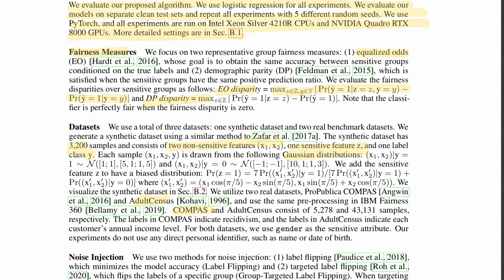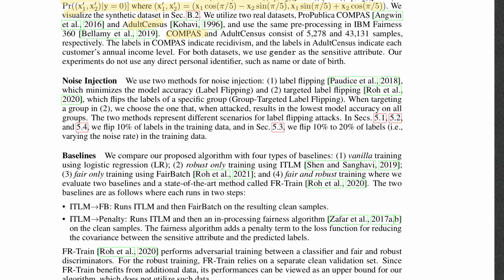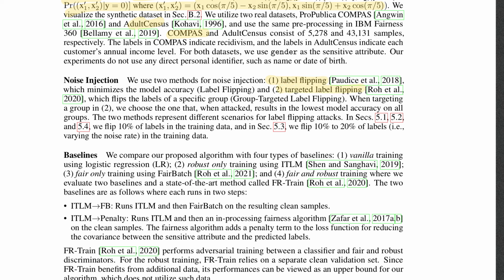The thing to note about fairness is that when they want to add the sensitive feature z, they would have it something like this, and this would lead to a biased distribution with respect to z. As for the noise injection, they had label flipping and targeted label flipping. Label flipping can be considered symmetric noise, and for targeted label flipping, they were flipping the labels of a specific group. The idea was that when they wanted to target a group, they would choose the one that, when attacked, results in the lowest model performance on all groups, performance in this case being accuracy.